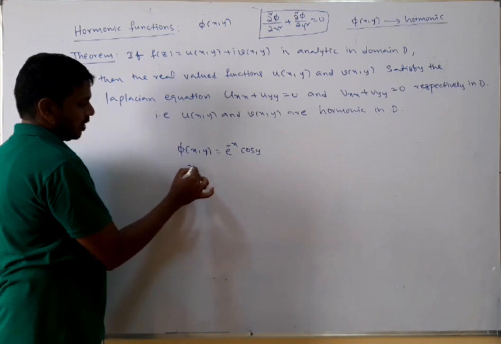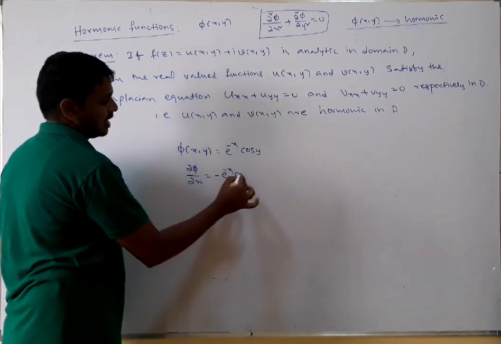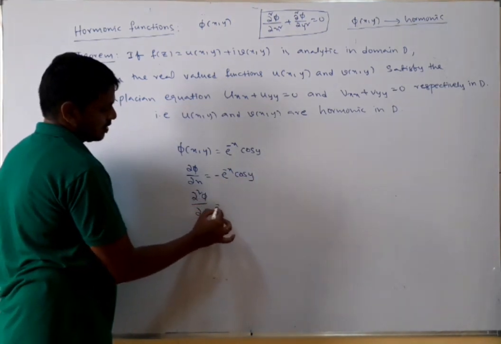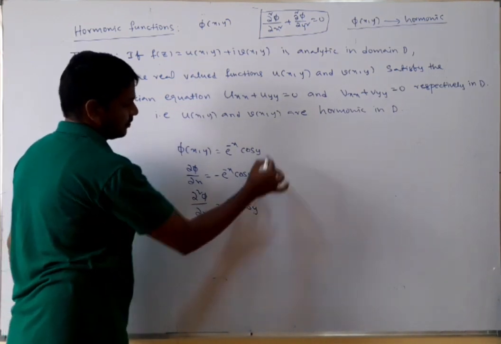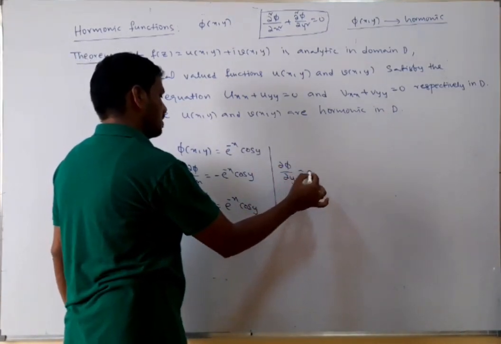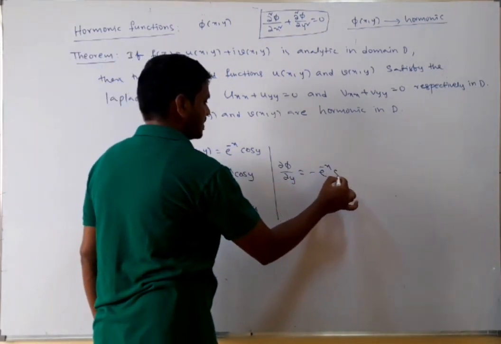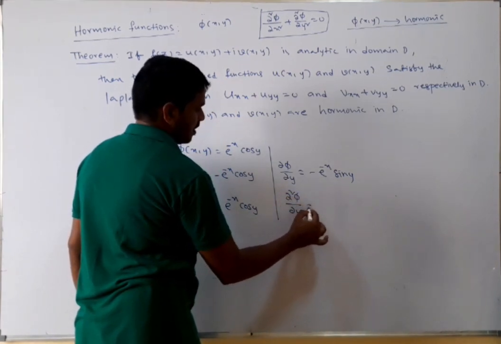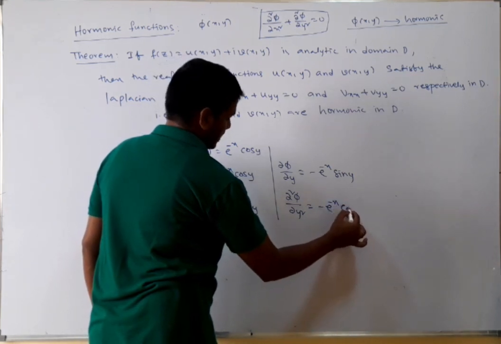∂π/∂x is equal to minus e to the power of minus x cos y. ∂²π/∂x² is equal to minus into minus e to the power of minus x cos y. Okay, now ∂π/∂y is equal to, keeping x constant, the cos y derivative is minus e to the power of minus x sin y. ∂²π/∂y² is equal to, the sin y derivative is cos y, minus e to the power of minus x cos y.